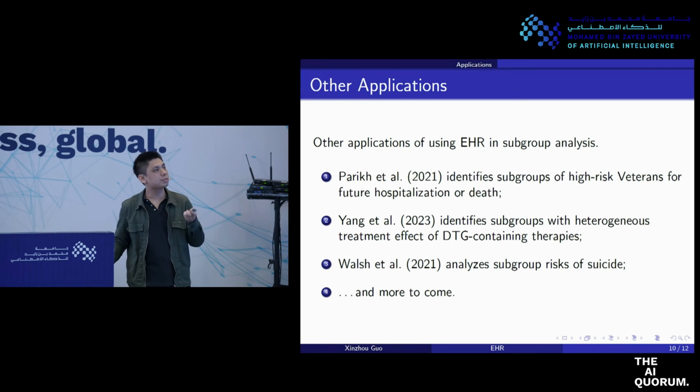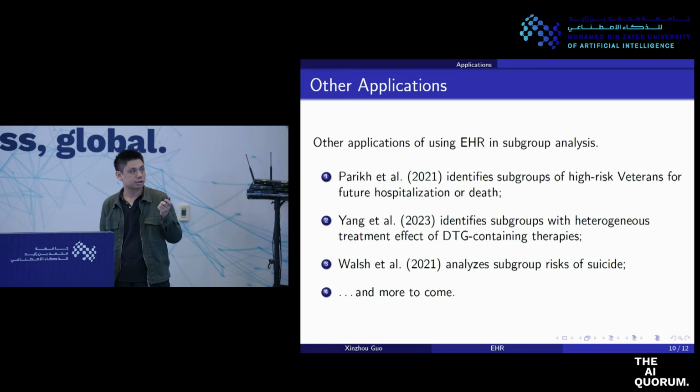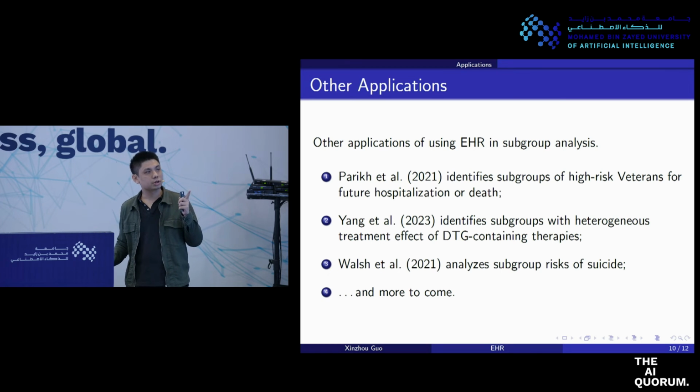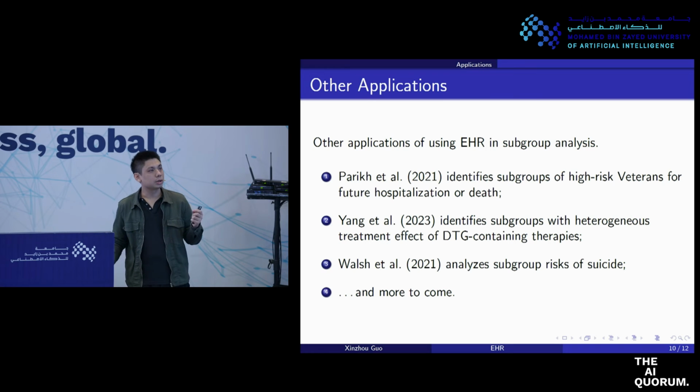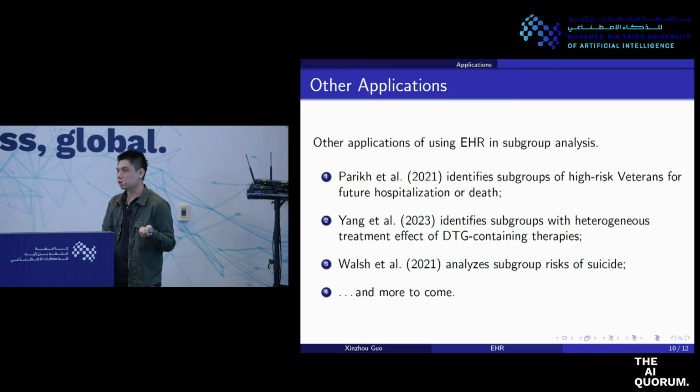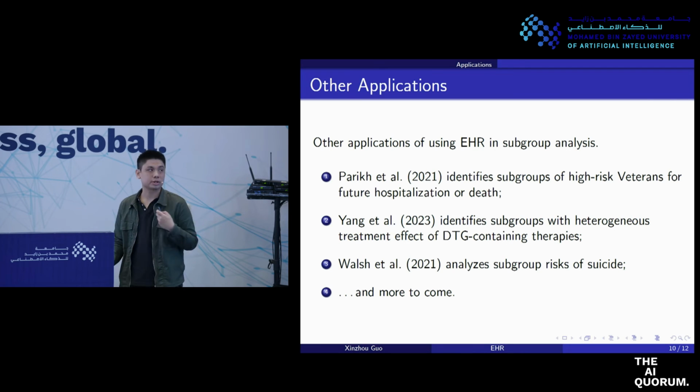Okay, so there are many other applications of using EHR data to look into subgroups. For example, some people use the EHR data to identify subgroups of high-risk veterans for future hospitalization or death. That's really important because usually in a randomized controlled trial, you only have information about your disease. But for high-risk veterans for future hospitalization or death, you also need to include some socioeconomic information or behavior information, which might not be stored in the randomized controlled trial.